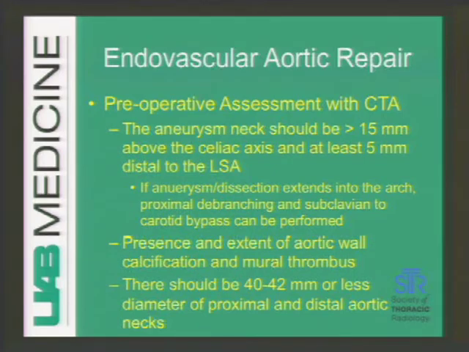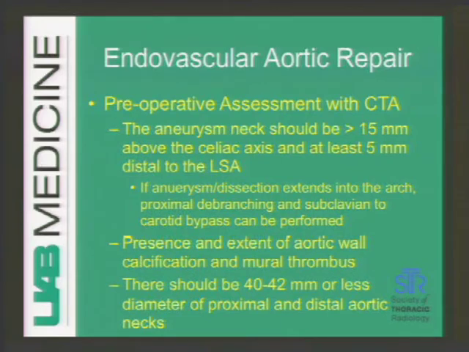If the aneurysm or dissection extends to the origin of the left subclavian artery, that doesn't necessarily preclude endovascular stent placement. Frequently, the vascular surgeons will go in and debranch the subclavian and do a subclavian to carotid bypass if they need to stent across it, or if they need to extend a stent across it to repair an endoleak. You also want to evaluate for the presence and extent of aortic wall calcification and mural thrombus.